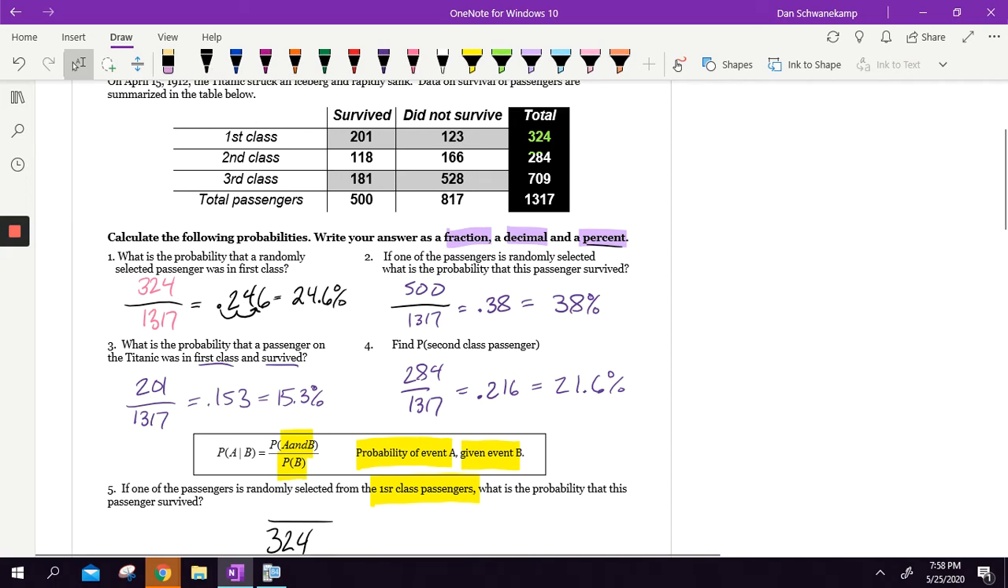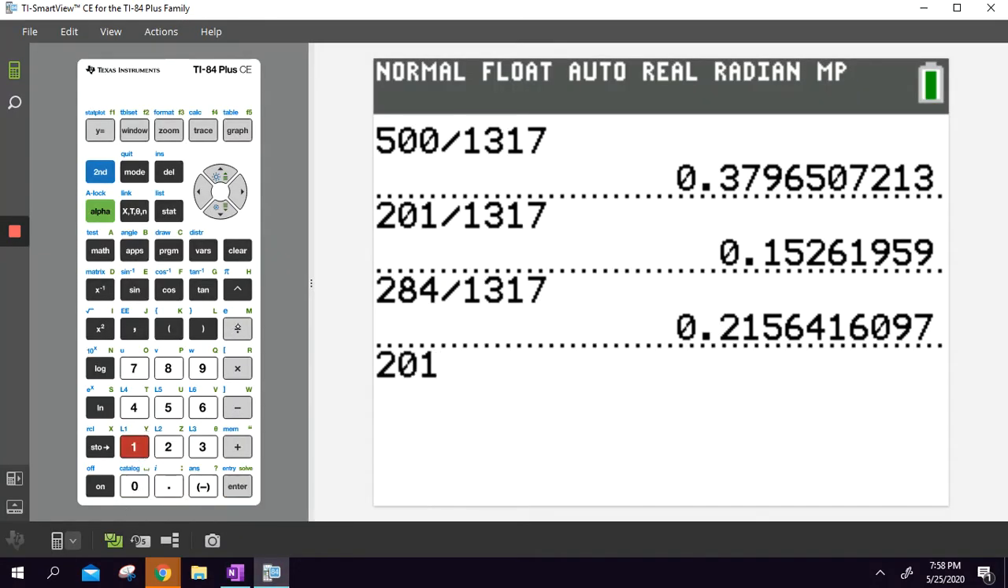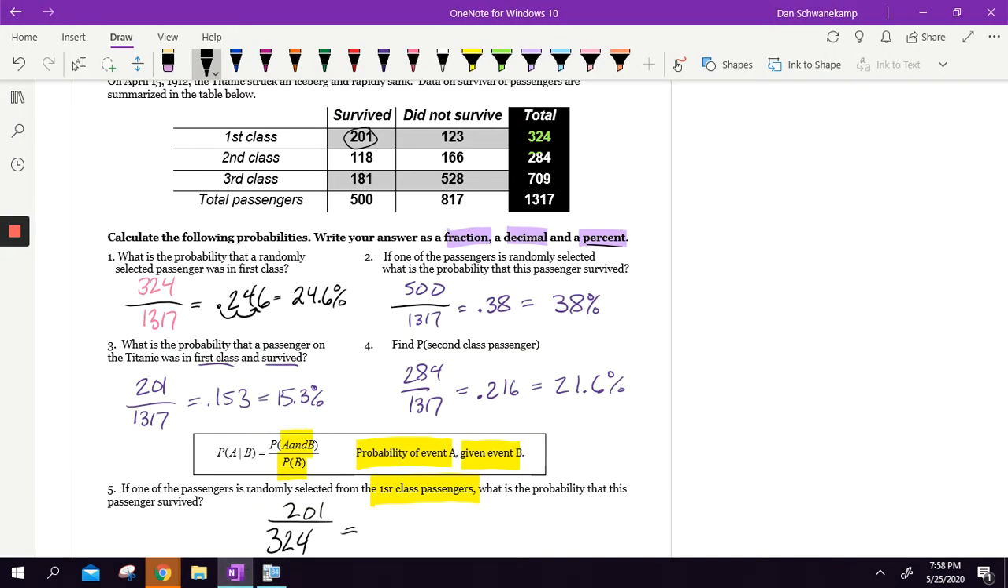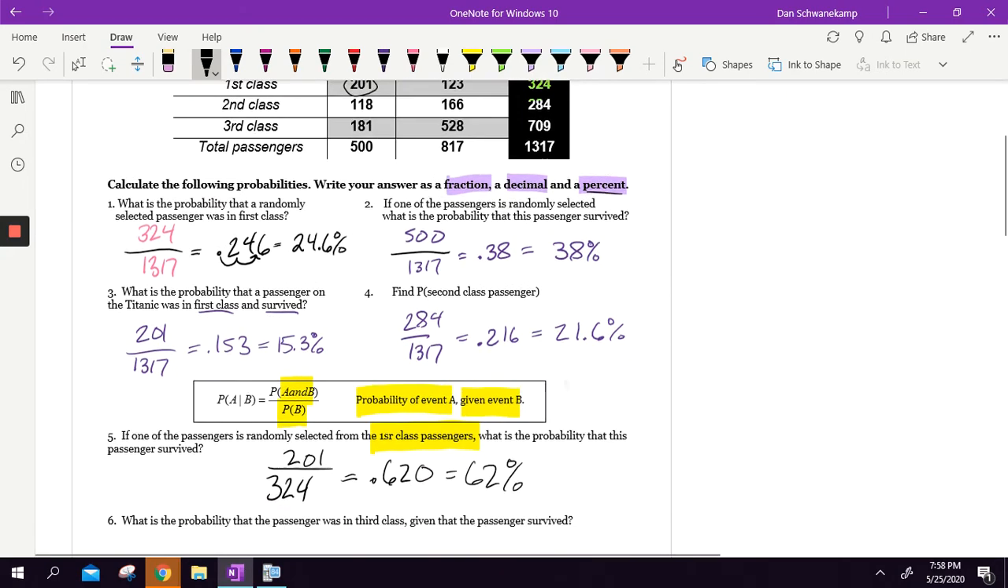So all I'm going to do now is go first class survived, so 201. So 201 divided by 324 is 0.620. So that's the same thing as 0.620. Or if you were in first class, you had a 62% chance of surviving.